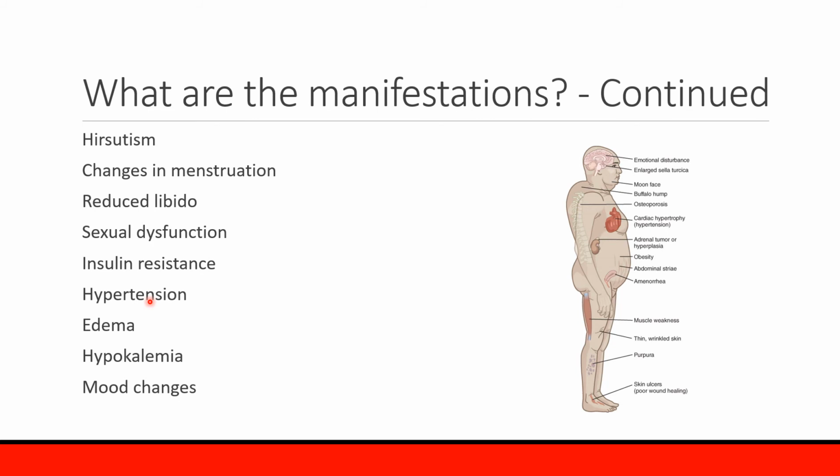So if you increase the filtration force, the blood pressure, more fluid is leaking out of circulation, and the same amount is being resorbed, so more fluid is accumulating in the periphery. Okay, hypokalemia, because if you are increasing adrenal secretions, you are increasing aldosterone production. So remember that aldosterone increases potassium secretion while increasing sodium reabsorption. Okay, and we also see mood changes as a manifestation.